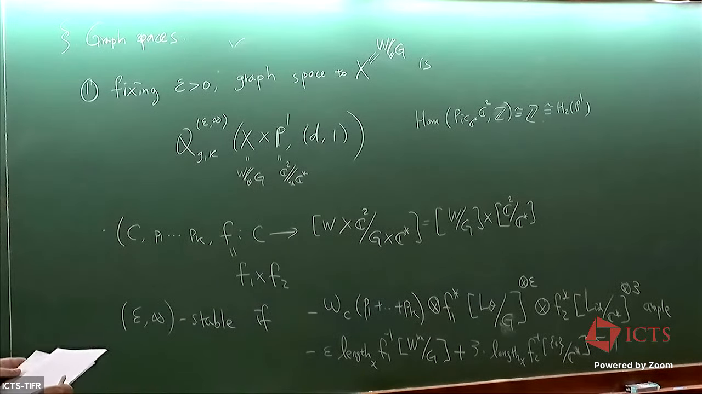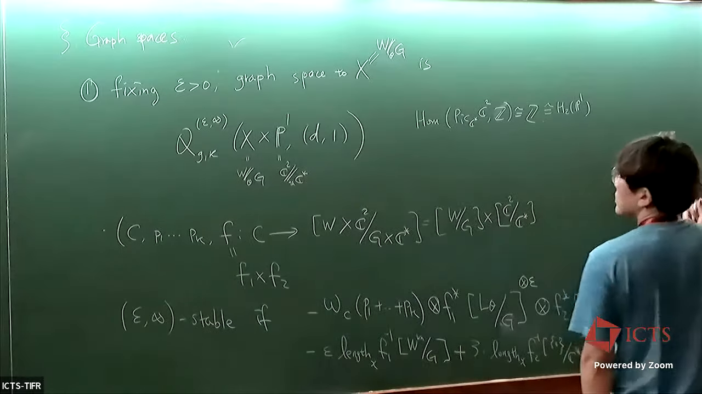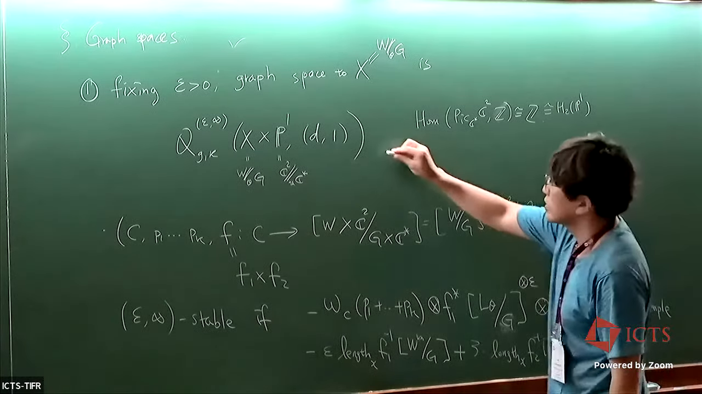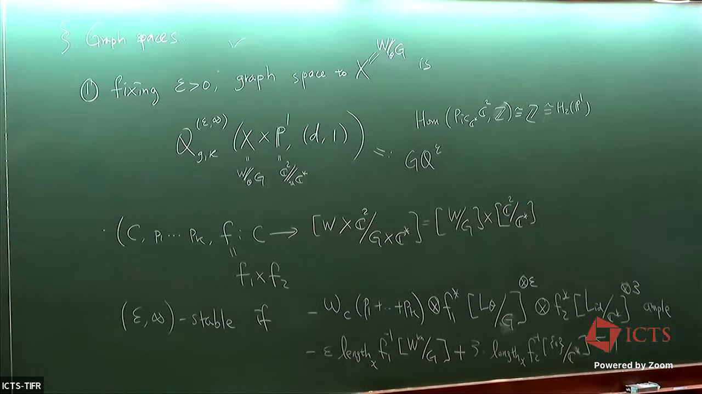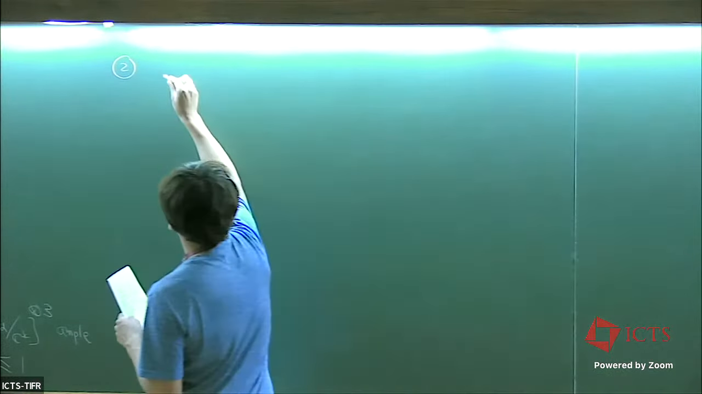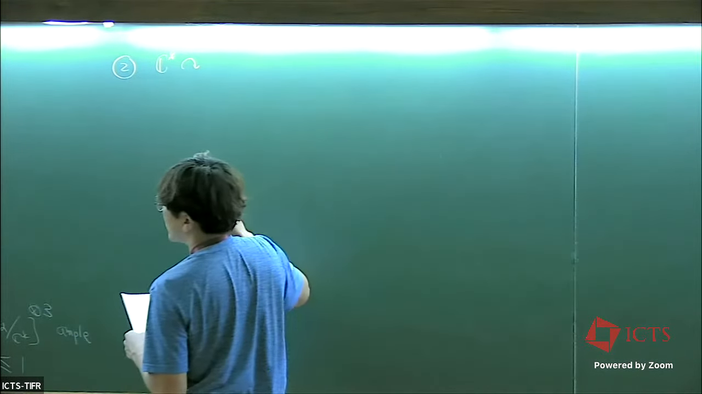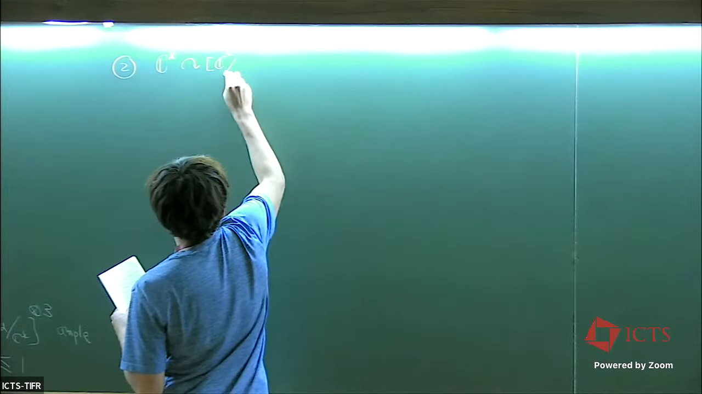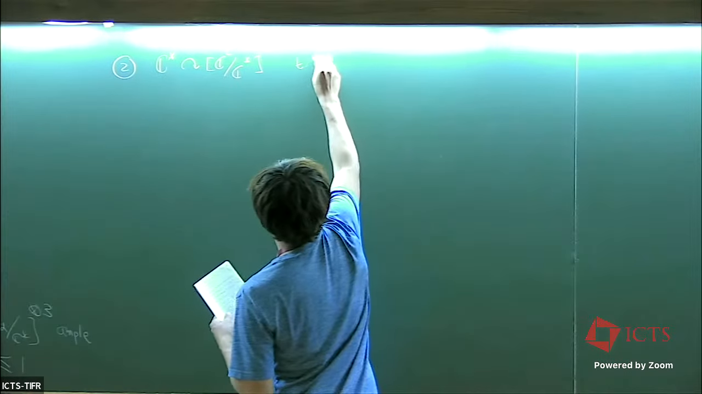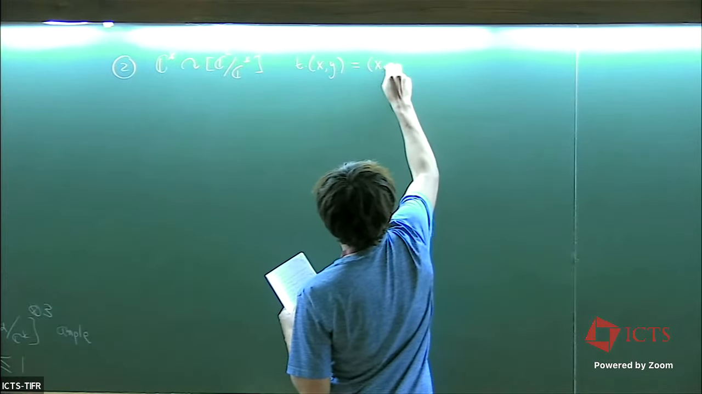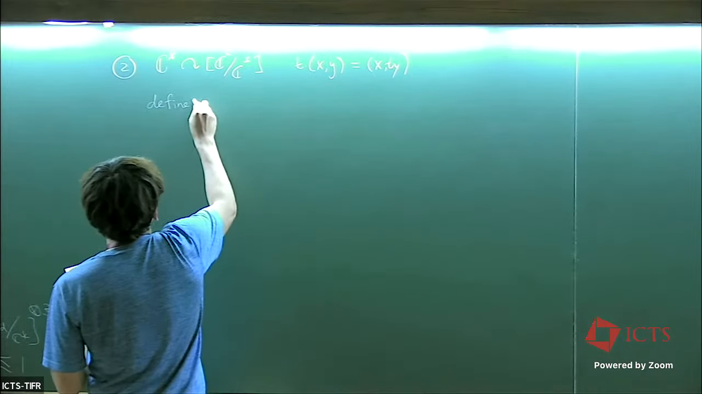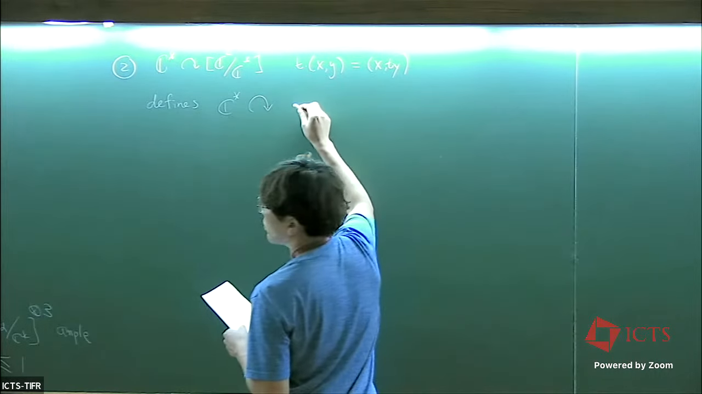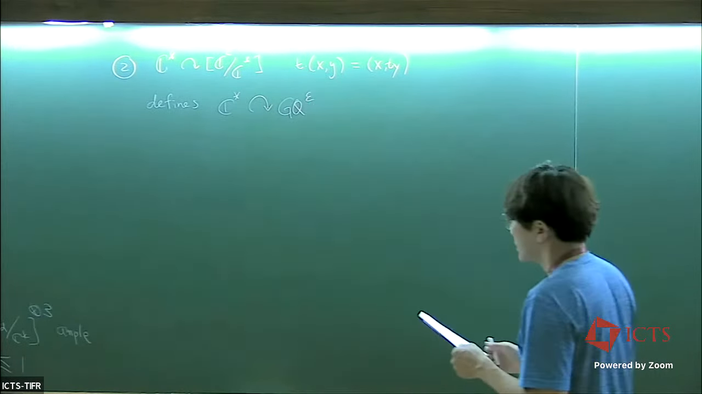Let me simply denote this by GQ. Since we have a C star action on this space, given by this, it defines a C star action on the moduli space, the graph space.